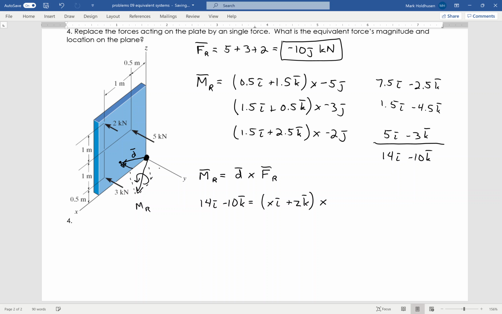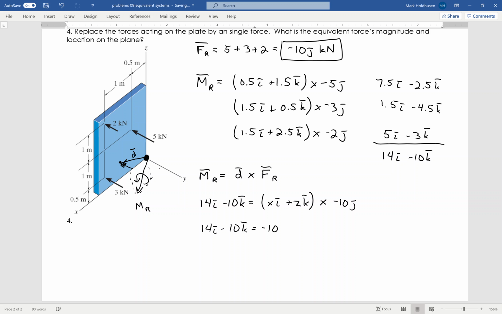Now cross that with my resultant force, which is negative 10J. So again, the idea is where do I place this 10 kilonewtons so that it creates that resultant moment, thereby reducing everything to a single force at a specified location. Taking this a step further, I get 14I minus 10K. Okay, I'm going to go ahead and do this cross product.